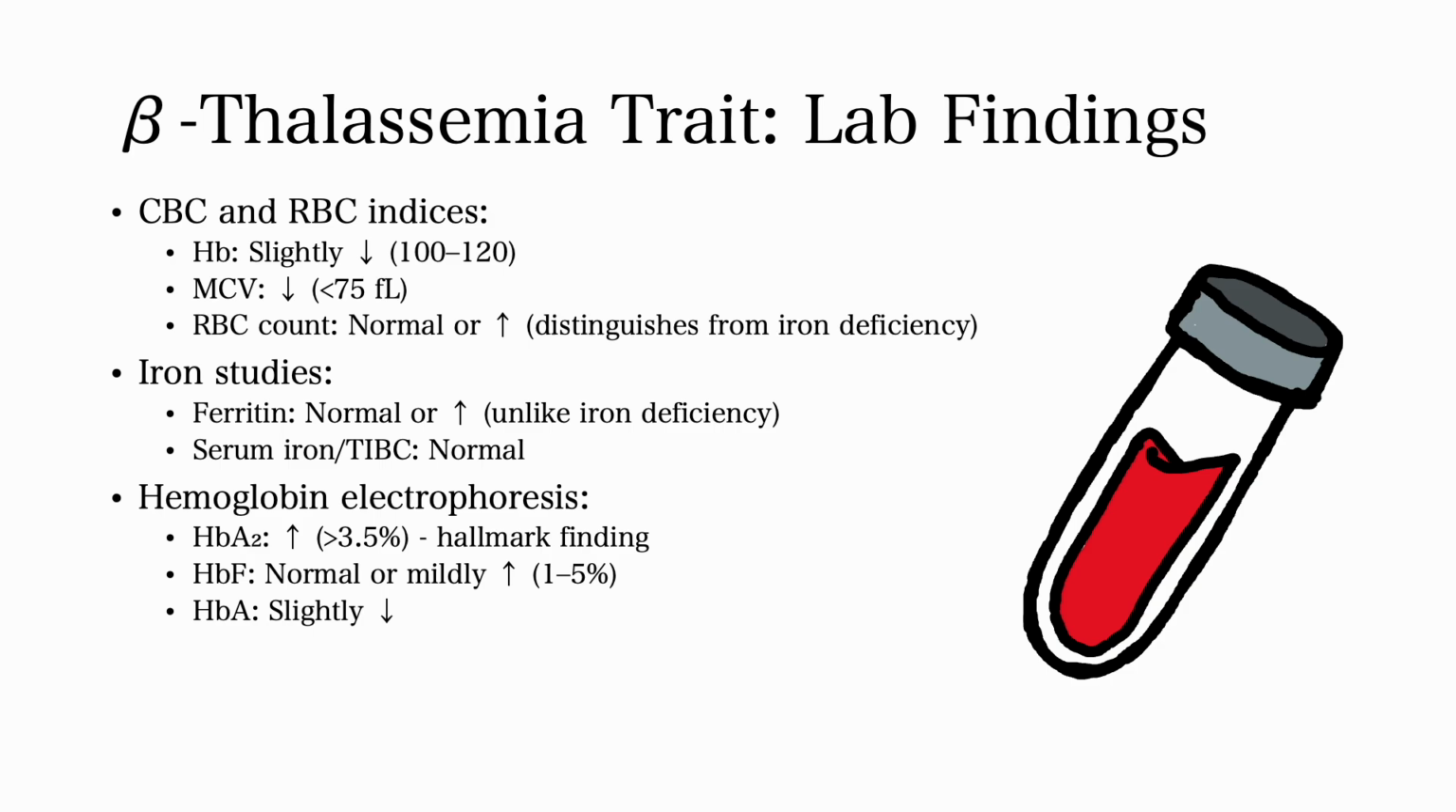And this is what distinguishes beta thalassemia trait or beta thalassemia from iron deficiency anemia, similar to that of alpha thalassemia as well. In iron studies, ferritin would be normal or increased, and serum iron and TIBC would be normal. Hemoglobin electrophoresis, you'd see an increase in hemoglobin A2, usually more than 3.5, and this is a hallmark finding for beta thalassemia trait. You might see normal or mildly increased hemoglobin F, however, decreased hemoglobin A.